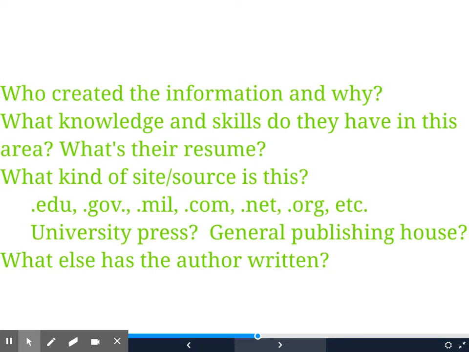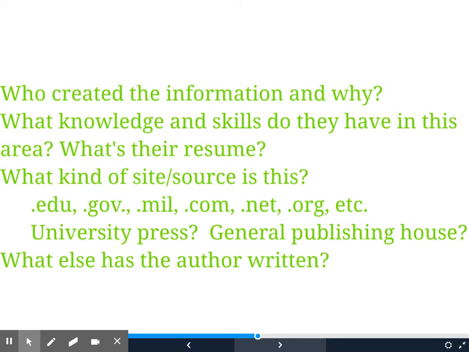We are told a lot of times that if it's .edu, .gov, .mil, .org, that it's reliable. That's not always true. Now, the .gov government agencies are really the only ones that are allowed to have that. So those are usually almost always reliable. .edu should be, because you have to be an educational institution to have that.